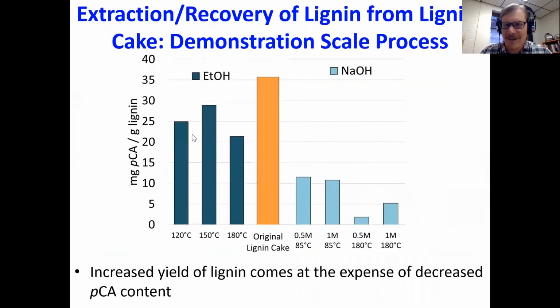However, the downside of this is, you can see this orange bar here represents the PCA content in the original lignin cake. You can see here that the ethanol organosolv preserves this PCA ester much more effectively than the NaOH extraction. So that's the downside of this. So you can get higher yields, but you have lower PCA content.